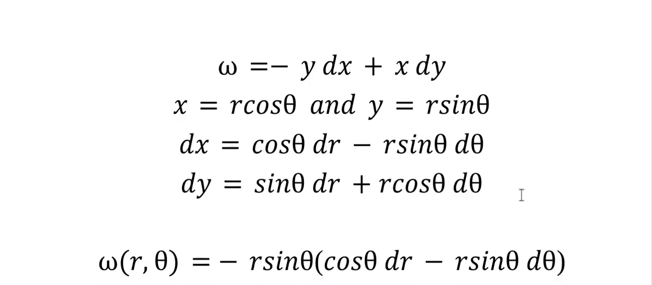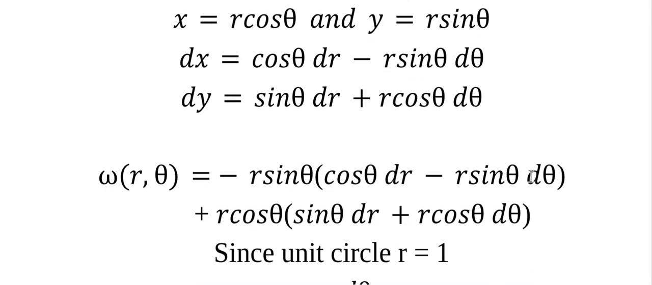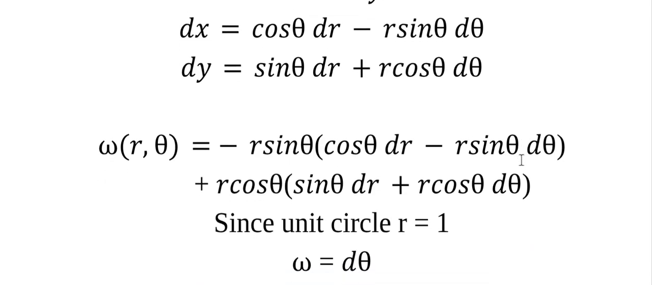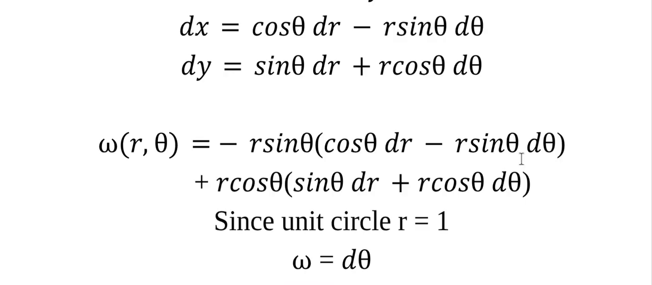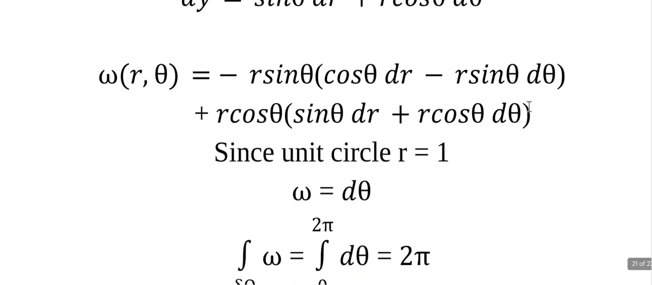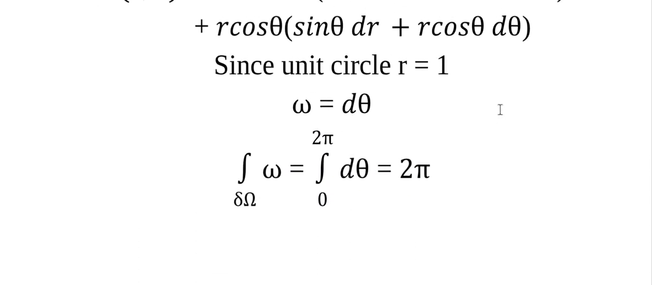We plug those back into our omega, and since we have the unit circle, r equals 1, we just wind up with d theta, right? Because negative times negative is positive, and we wind up with r times cosine squared theta plus sine squared theta, which is just 1. Since r is 1 also, the whole thing just becomes d theta. So that is a really easy integral, even I can do.